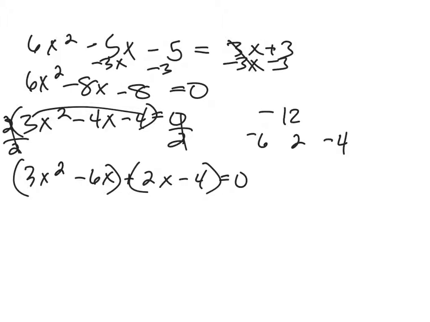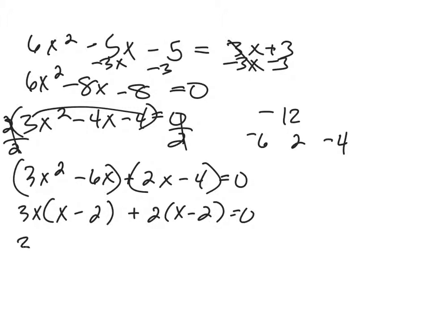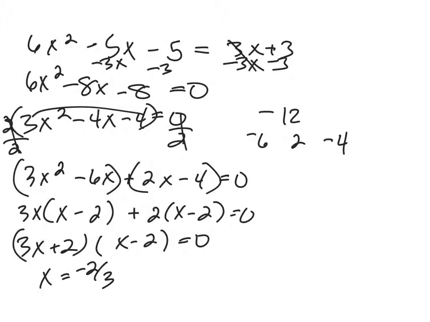First 2, last 2. Factor out of 3x, I'm left with x minus 2. Factor out of 2, x minus 2. So 3x plus 2 and x minus 2. So x equals negative 2/3 or 2.